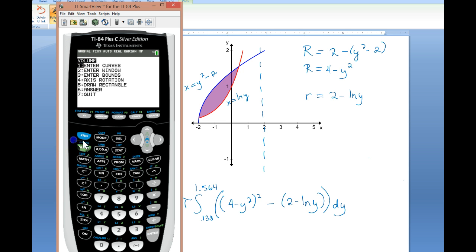So if I change for number 4 my axis of rotation, that's the shape. So you can kind of picture it rotating this way now. Here's x equals 2. And then the answer is 19.78.